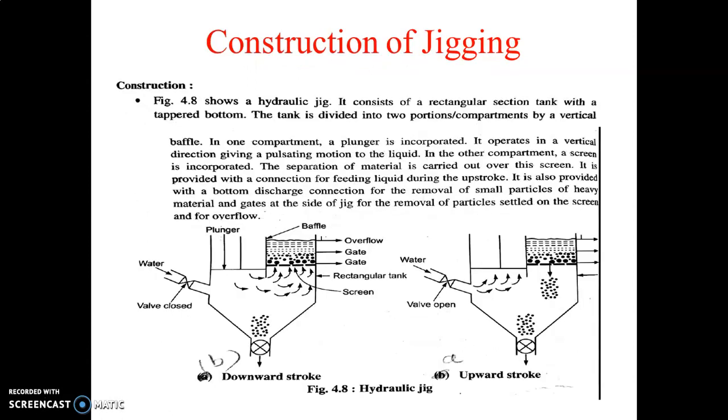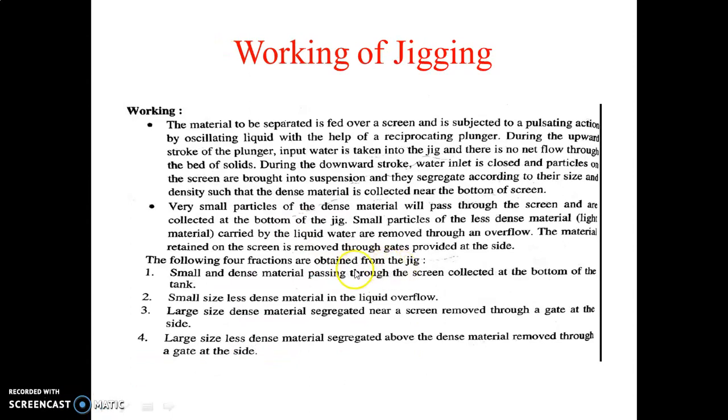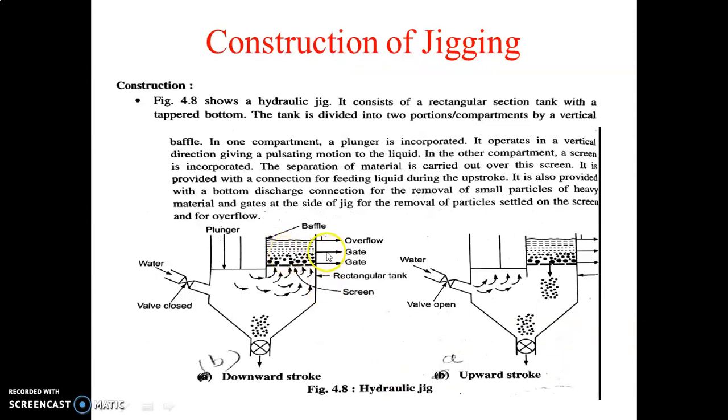So this material is removed from this side. And the fourth one is the larger size, less dense material, which is separated above the dense material and removed through the gate at the side. Okay, so here that material is removed and the dense material is removed from this side. So in this way we can obtain the 4 types of fractions from that solid material.